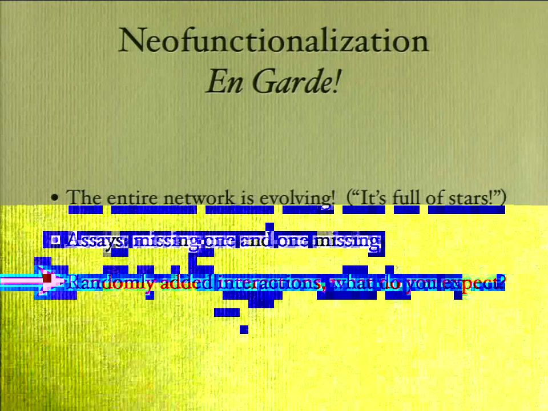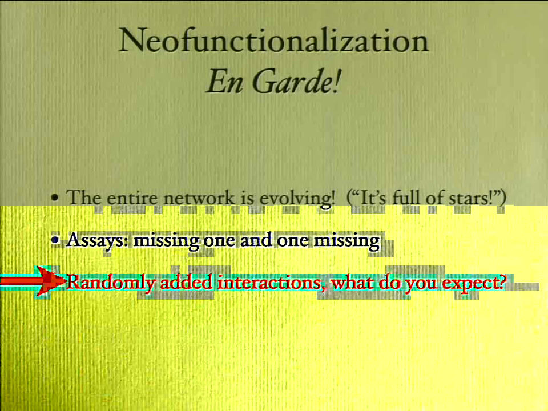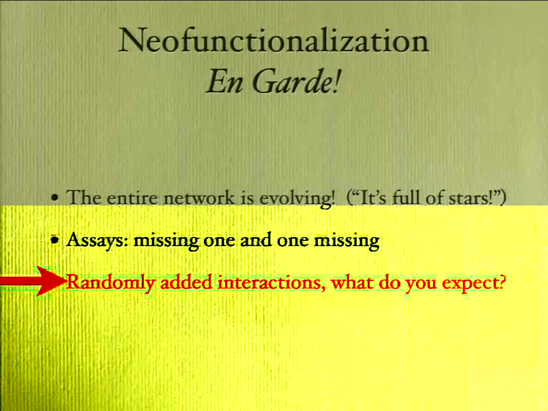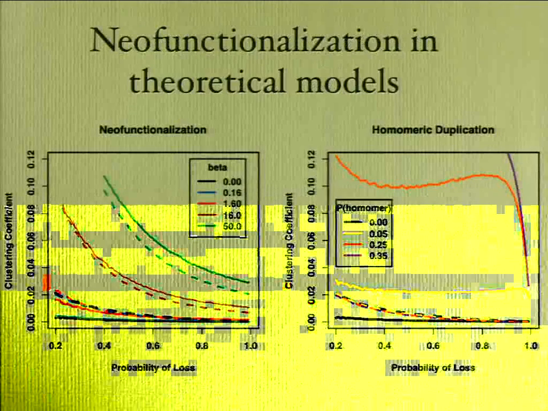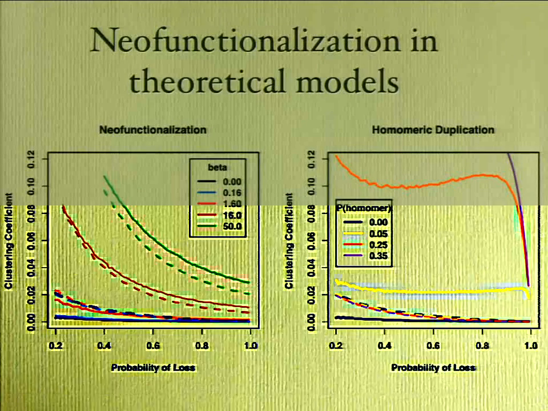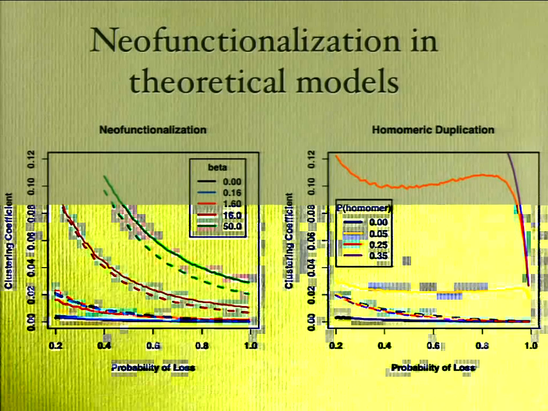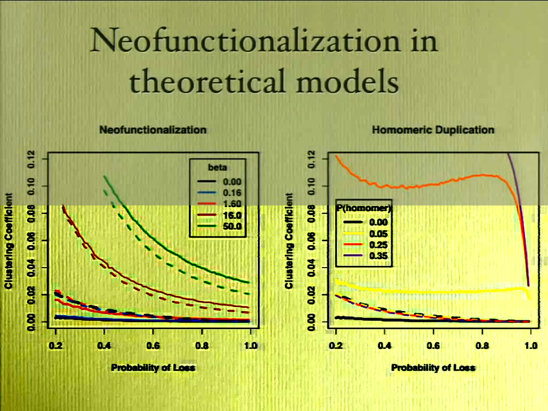What this is getting at are the theoretical models that are used to promote ubiquitous neofunctionalization. And let me take a moment to explain these two plots. What's being looked at here are models of protein interaction network evolution. Both these models feature gene duplication.